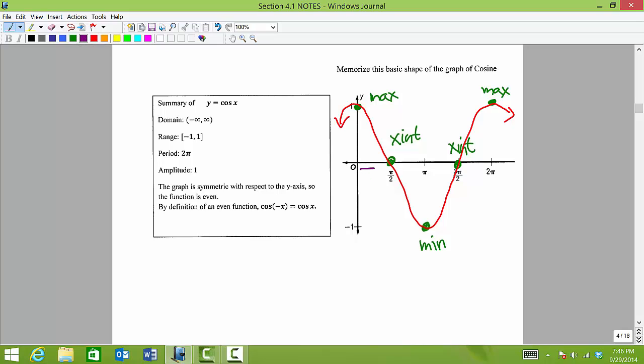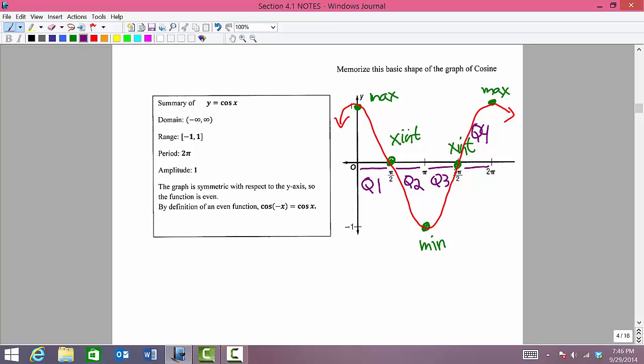Once again, recognize that we are broken up into 4 equal segments, each one representing a quadrant. And in quadrant 1, cosine is positive. Quadrant 2, cosine is negative. Quadrant 3, cosine is negative. And then quadrant 4, cosine is positive again. So for y equals cosine of x, here's our basic shape. We want to remember that pattern.